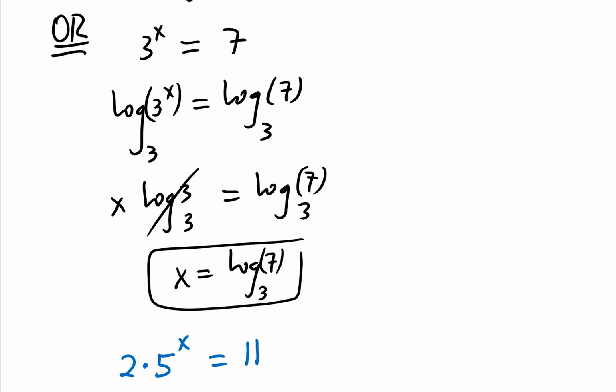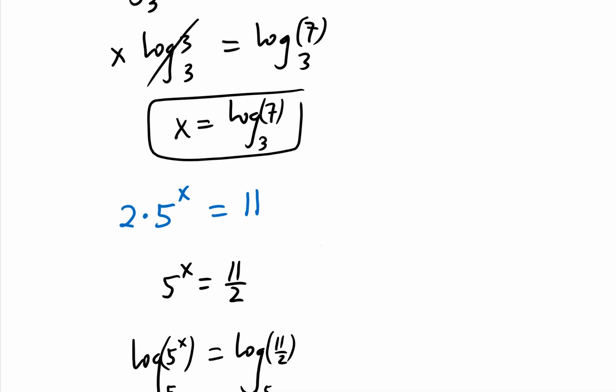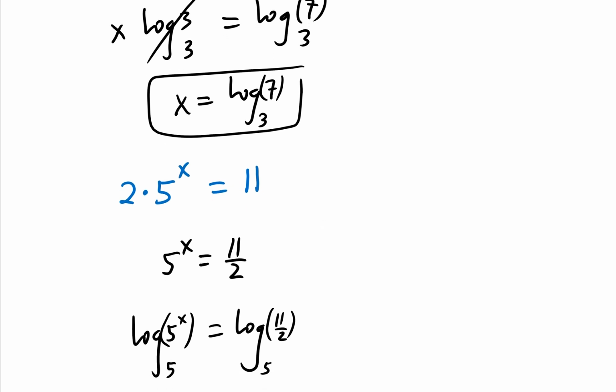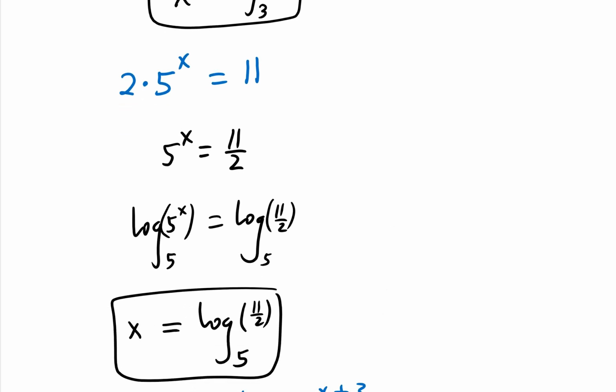2 times 5 to the x equals 11. Should we do log both sides? You can, but it would be easier to do what first? To divide both sides by 2. So you get 5 to the x is 11 halves. Then we do log both sides base 5. So then what do we get for this? Bring the x down. x equals log 11 halves base 5.